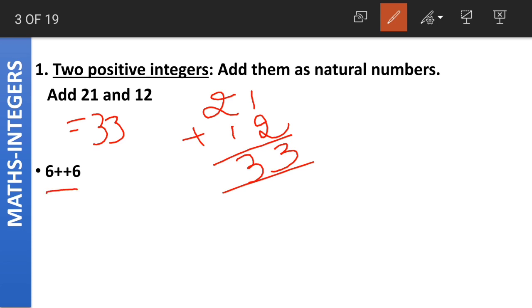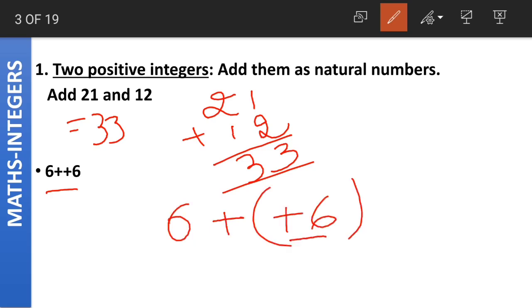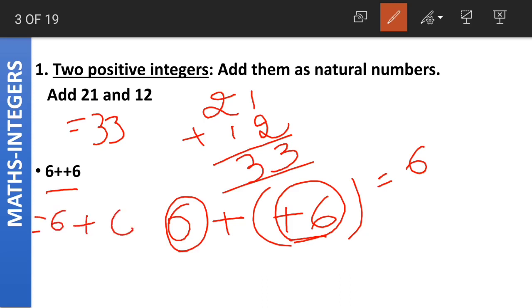And coming to the second example, 6 plus 6. This was a doubt asked by one of the students in the live chat, so I have taken up this question from there. 6 plus 6 means we have two positive integers, which are 6 and plus 6. As I said earlier, plus 6 is equal to 6 only. So we can simplify this and write it as 6 plus 6. Now what is the answer for 6 plus 6? 6 plus 6 is equal to 12. So two positive integers is nothing new for us. We just add them as natural numbers.